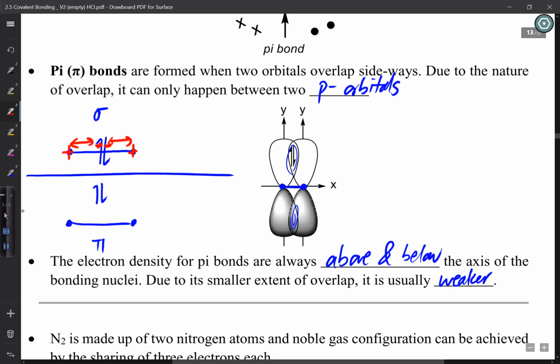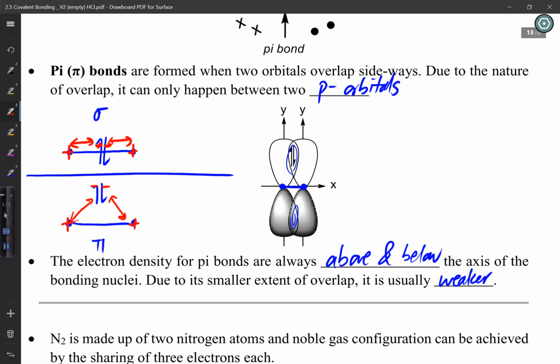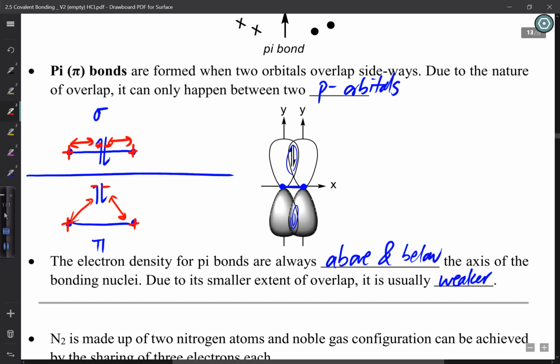Now if you think of pi bonds, alright, the nucleus is here and the electrons are here. It's quite logical to say that the electrons are further away from the nucleus, right? So therefore the attraction will be weaker. If it's weaker, that means it will be more easily broken compared to a sigma bond. So this is also another reason why pi bonds are weaker.